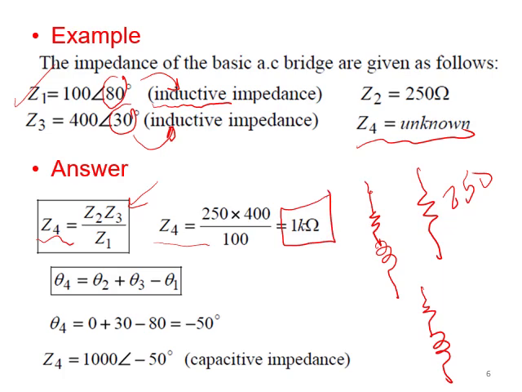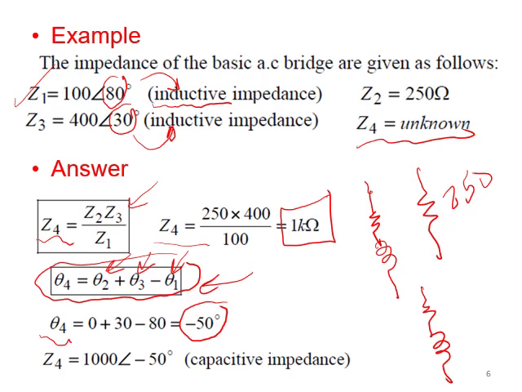But is it only 1 kilo ohm or 1 angle something? Remember, it's an AC bridge. That means we have to consider the angles as well. So from here we can get the angles. In balance condition, we said theta 4 plus theta 1 equals theta 2 plus theta 3. Or we can write it as you see here: theta 4 is equal to theta 2 plus theta 3 minus theta 1. So calculate it, you are going to find that theta 4 equals minus 50 degrees.